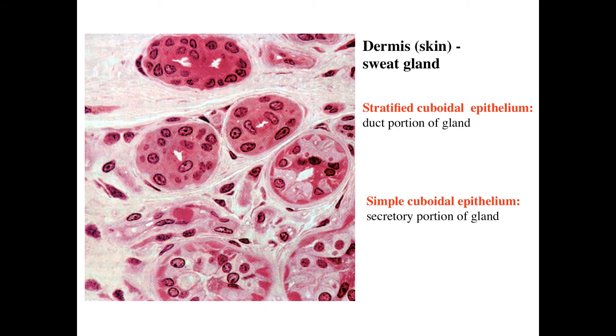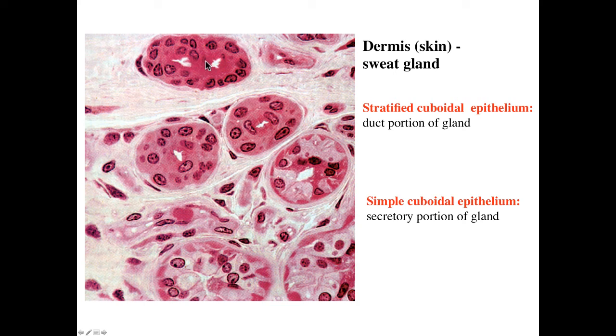Here's the dermis of the skin, and we can talk about a stratified cuboidal epithelium on the duct portion of a sweat gland. It's stratified because you can see two layers of epithelial cells. The secretory portion of the gland is a simple cuboidal epithelium. This is deep down in the dermis, the junction between the dermis and hypodermis. This is areas of connective tissue, and we'll get to that later in the course. Right now I just would like you to recognize the simple cuboidal epithelium on the secretory portion versus the stratified cuboidal on the duct portion of this gland.